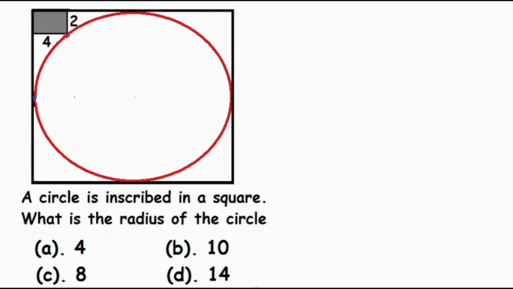Good day everyone. In today's video, we are going to attempt to find the radius of the red circle. The red circle is inscribed in a square, and we have a 4x2 rectangle at the upper left corner of the square. Alright, so you can pause the video and see if you can solve the question under 1 minute.